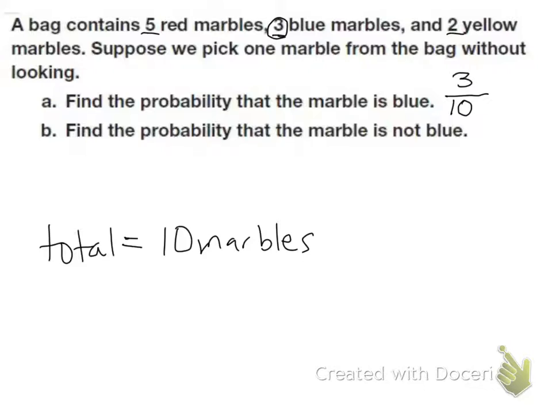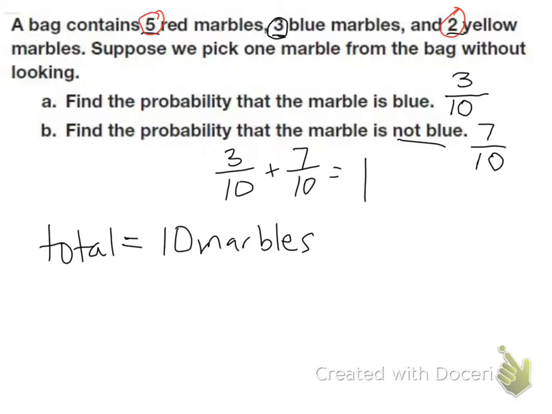All right. On B, it says, what's the probability that it is not blue? So the other colors we have are red and yellow. So I'm going to add those together. 5 plus 2 is 7. So the probability that you will pull a marble that is not blue is 7/10. Okay. So if we double check to make sure, 3/10 plus 7/10 equals 1, because it equals 1 whole. So that means my answer is most likely correct.